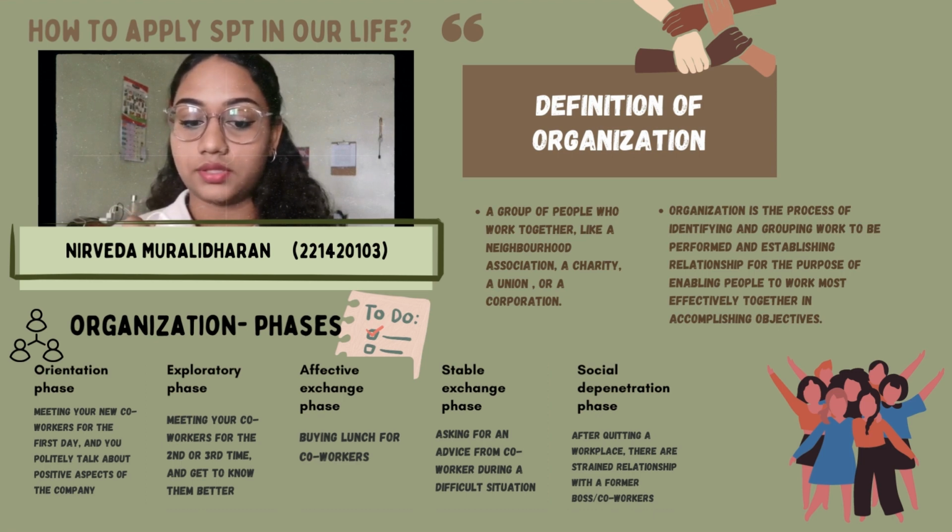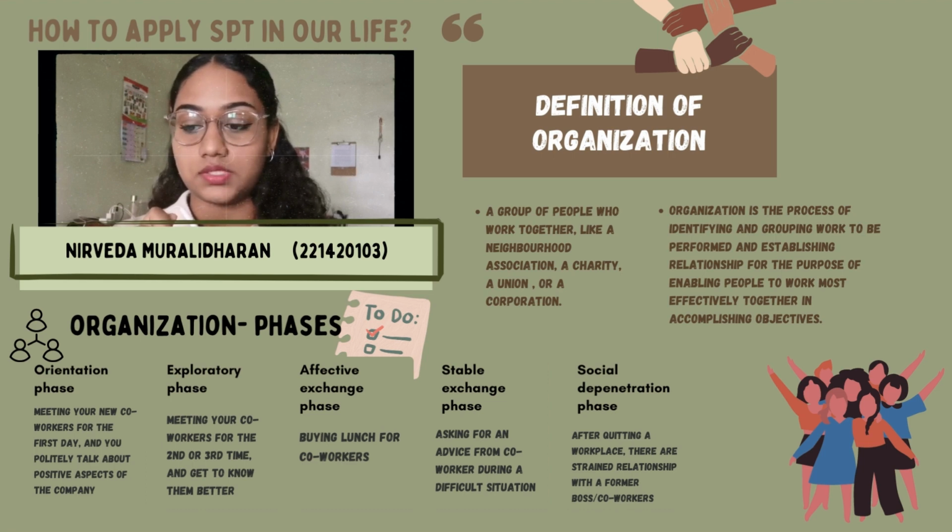The first one is the orientation phase. For example, meeting your new co-workers on the first day and you politely talk about positive aspects of the company. The second one is the exploratory phase. Meeting your co-workers for the second or third time and getting to know them better. The third one is the effective exchange phase. For example, buying lunch for your co-workers. And the fourth one is the stable exchange phase, asking for advice from a co-worker during a difficult situation.